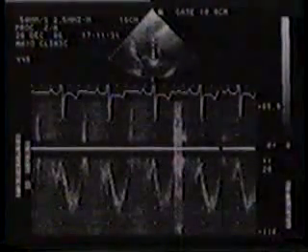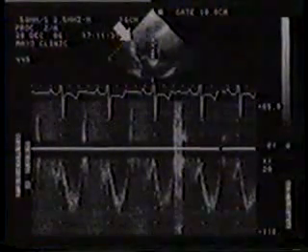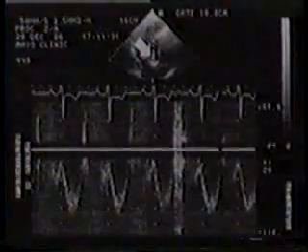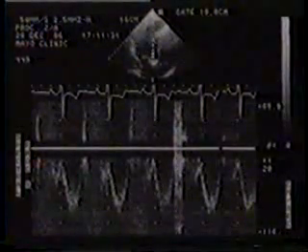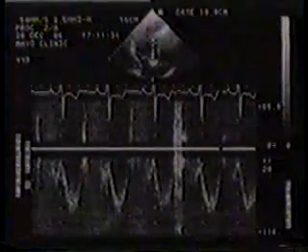Having determined the LVOT diameter, step number 2 is to measure the LVOT velocity. This small 2D image is in apical long-axis format. The pulsed sample volume has been positioned in the LVOT just below the aortic valve. The velocity at this point is 0.8 meters per second.